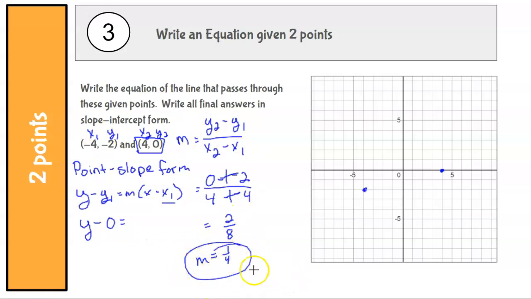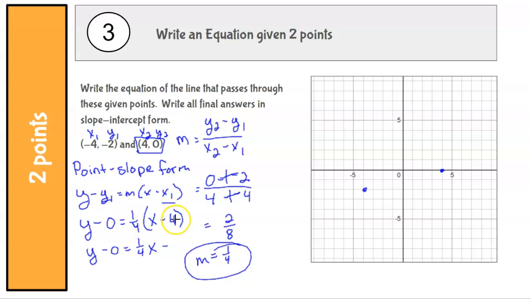Look at all this work that we're doing here. I don't want to lose that slope in all of these numbers. So I circle it, and now I can put it where it goes. X is going to be x, and x1 is going to be 4. I actually switched. I used this as my x1. It's totally fine. So then y minus 0, I'm going to distribute. Now, you might be scared. Don't be scared. You can multiply 1/4 times 4 on your calculator.